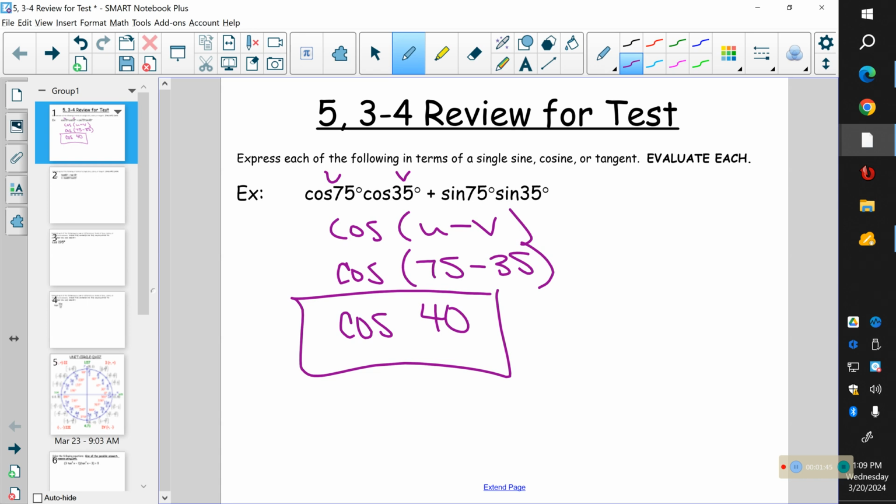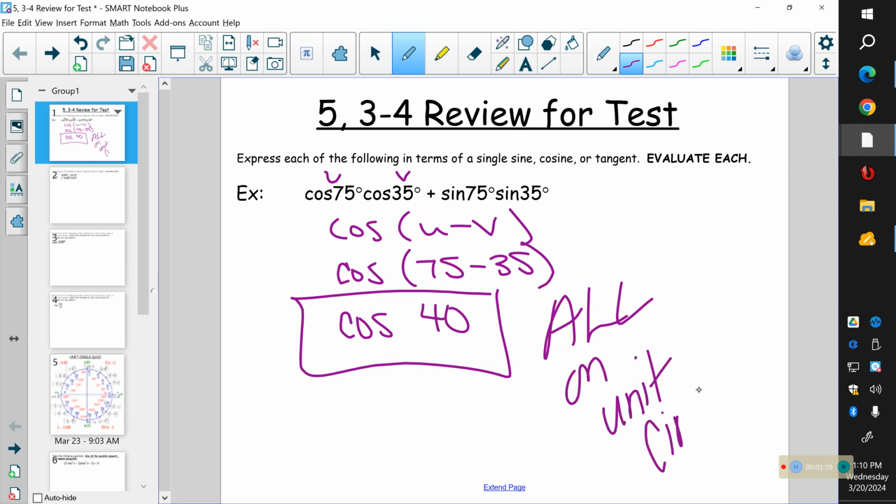A lot of kids forget it, so I changed my directions so that afterwards you can just give me the sine, cosine, or tangent. Now I'm going to tell you straight up, they're all on the unit circle. Yes, this is all on the unit circle. So whenever I tell you to evaluate, all you have to do is look at that value off the unit circle and give it to me.